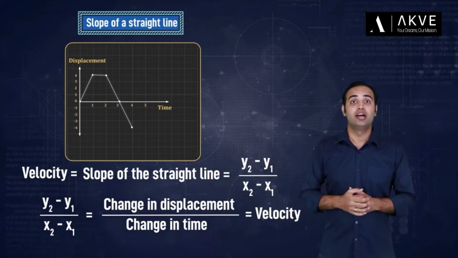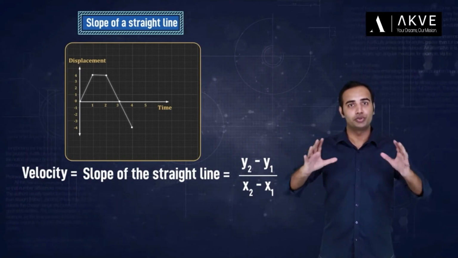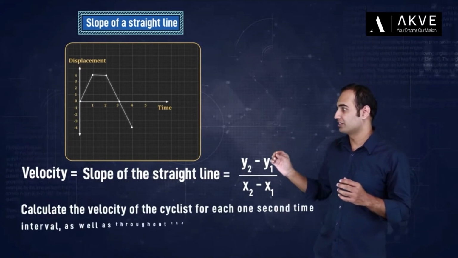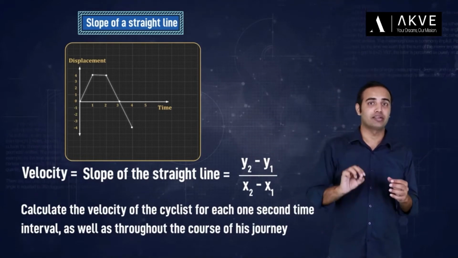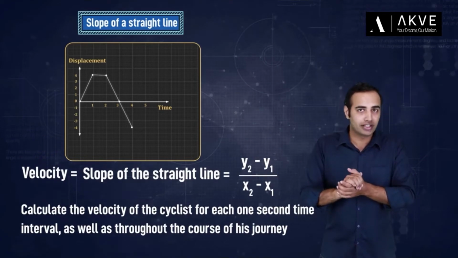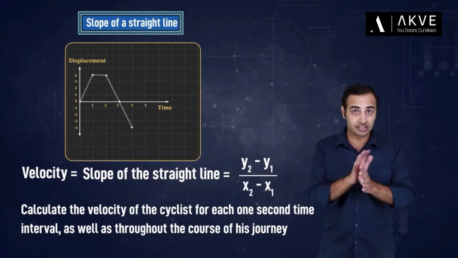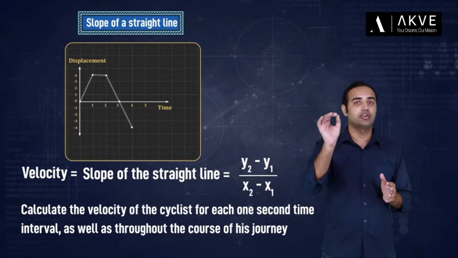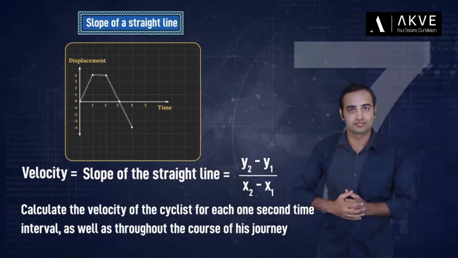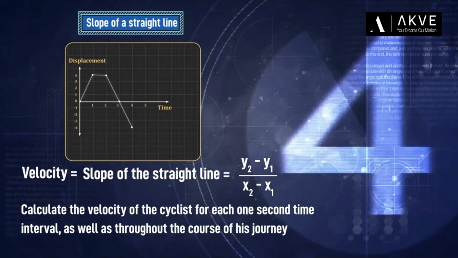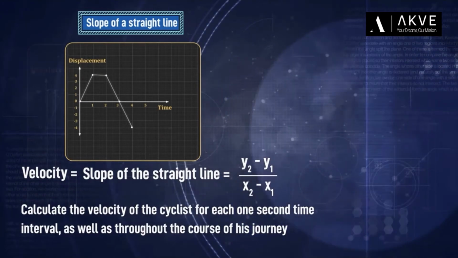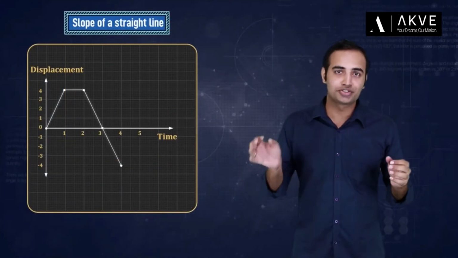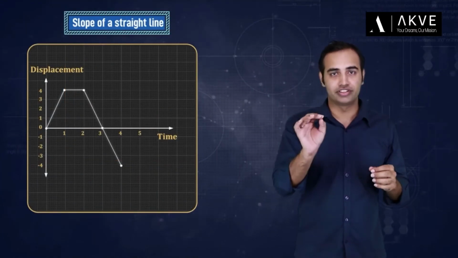Now, based on this, I want you all to calculate the velocity of the cyclist for each of these 1 second time intervals, and I also want you to calculate the average velocity of the cyclist throughout the course of his journey. Now, I want you to take some time and get all the answers correct. Okay, time's up guys. Let's go ahead and see the answers for all these questions.